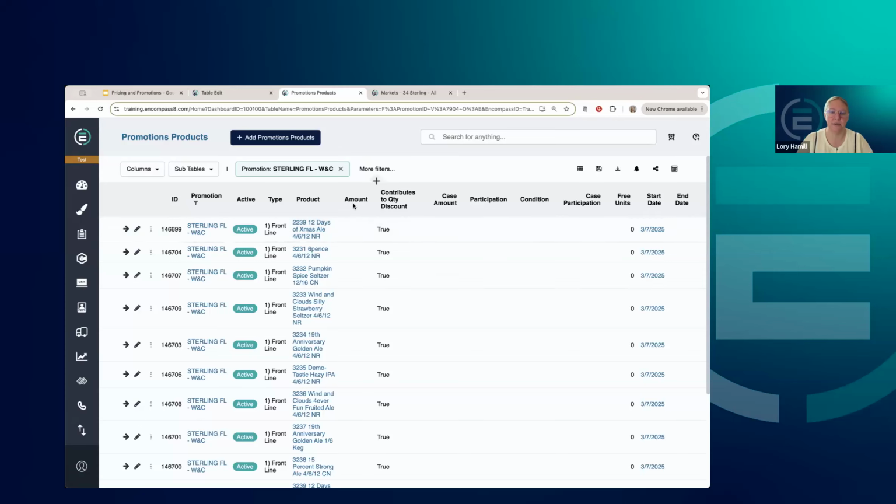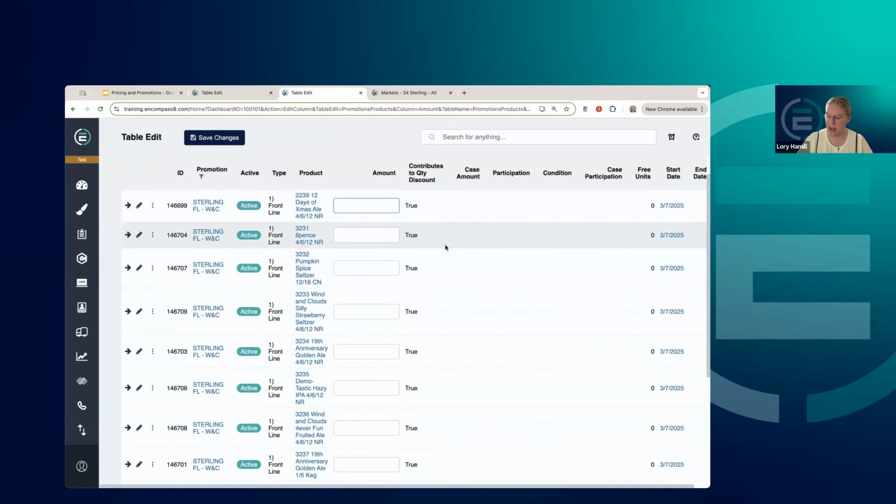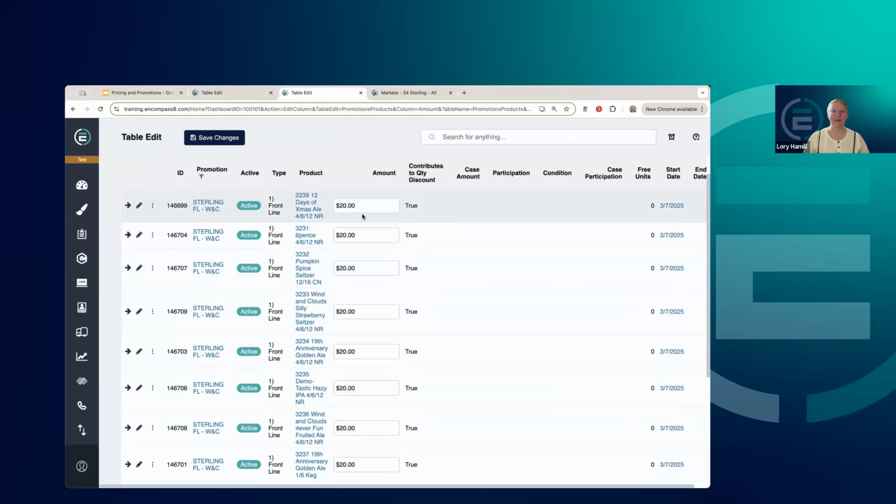If this is something that you use all the time, awesome, love to see it. If you don't, all we need to do is click on the column header and select edit column. Now all of the fields in this column are open for editing. And we're going to say that $20 is my front line. Do not recommend this, but I'm going to show what you can do. If I were going to set all of my promotions products to $20, I would fill down.